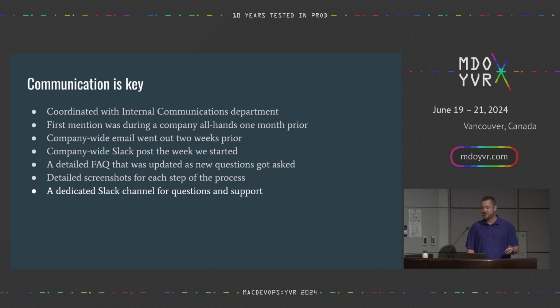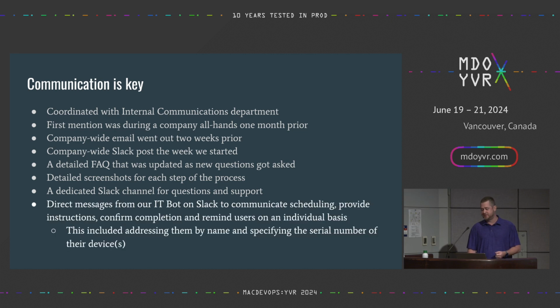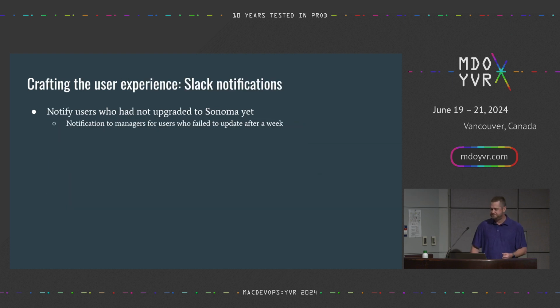And we had a dedicated Slack channel where we monitored for questions and provided support with help from the service desk. And we had our IT bot on Slack send direct messages to communicate scheduling, provide instructions, confirm completion, and remind users, all on an individual basis. That included addressing them by their name and specifying the serial numbers in question.